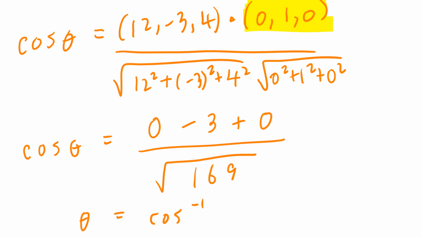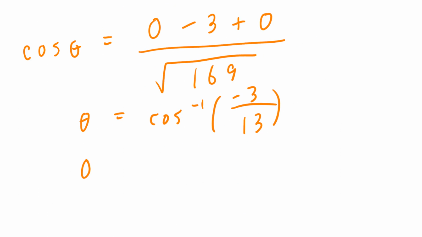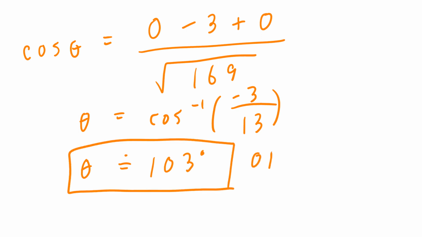So theta is going to be the inverse cosine of negative 3 divided by 13. And again, make sure the calculator is turned on, press clear, and make sure it's in degree mode. Now, if you round the answer to the nearest degree, this is going to be inverse cosine of negative 3 divided by 13, which is approximately 103 degrees. So again, this is the obtuse angle.